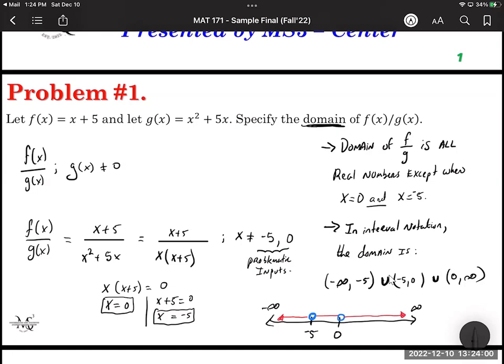Okay. Any other questions with problem 1? I have a question. Go ahead, Amin. So I'm just curious, how did you get the x in parentheses x plus 5 from x squared plus 5x?